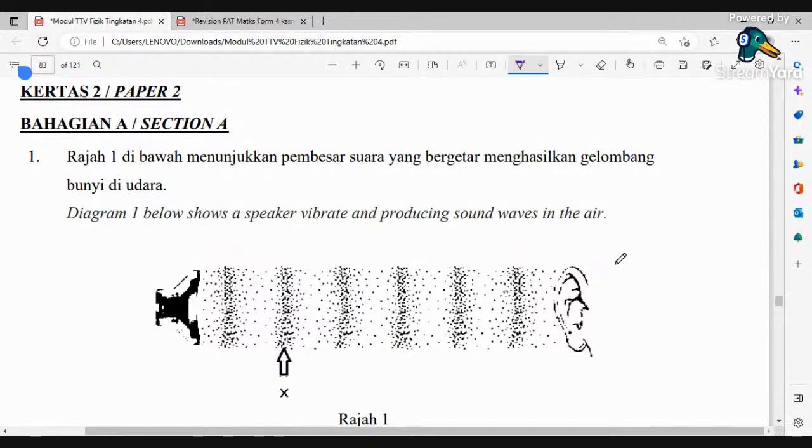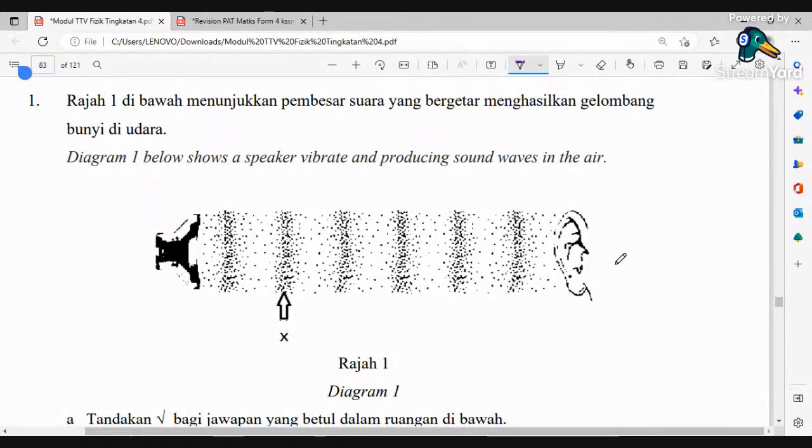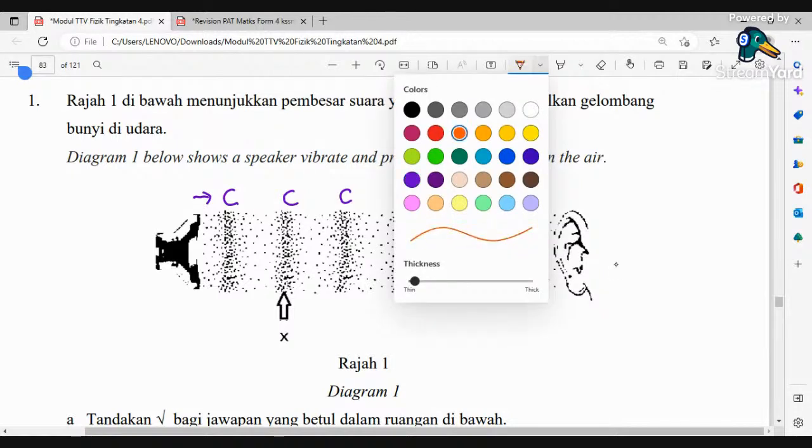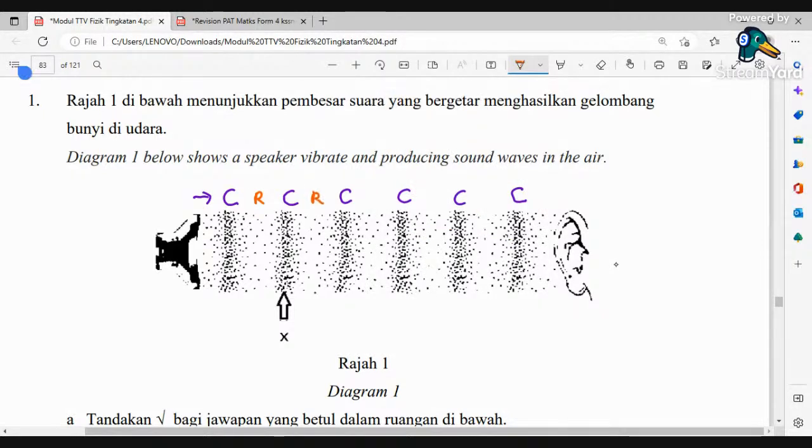Diagram 1 below shows a speaker vibrate and producing sound wave in the air. So you can see for sound wave travel, when sound travel, it will cause air molecule to experience compression and rarefaction. So you can see the molecule are closer. So we can say this one is compression, compression, compression. And then we have here rarefaction, rarefaction. Okay.